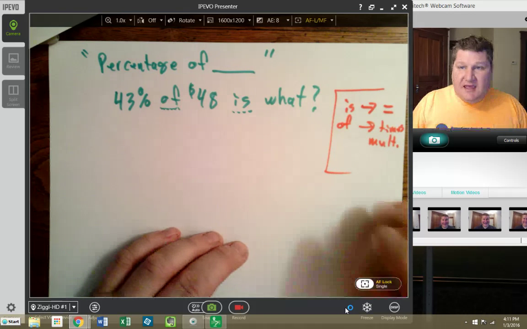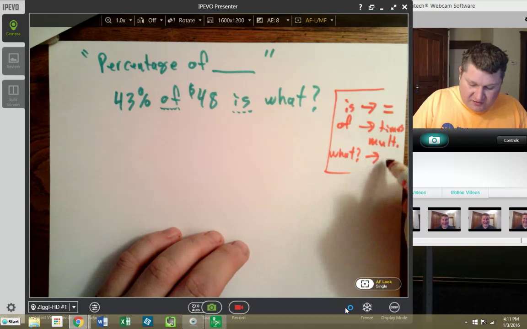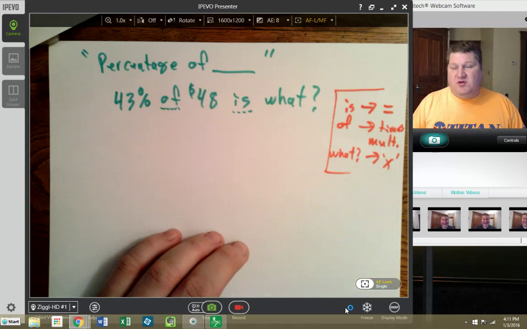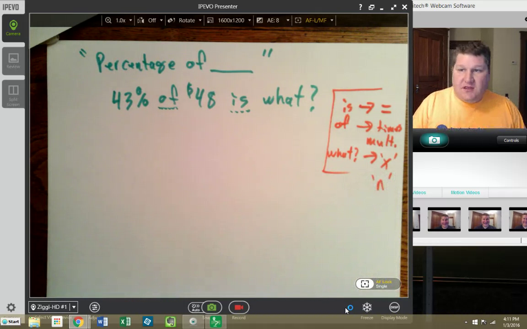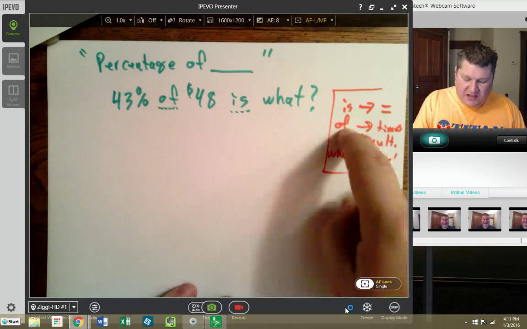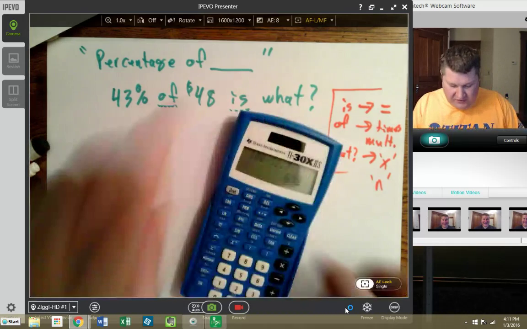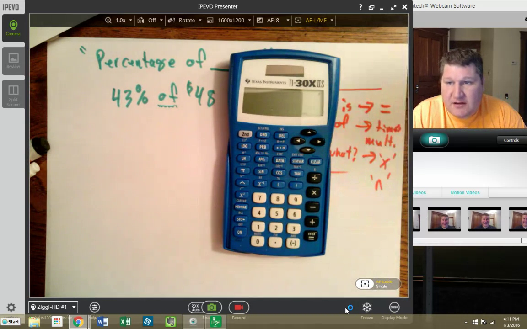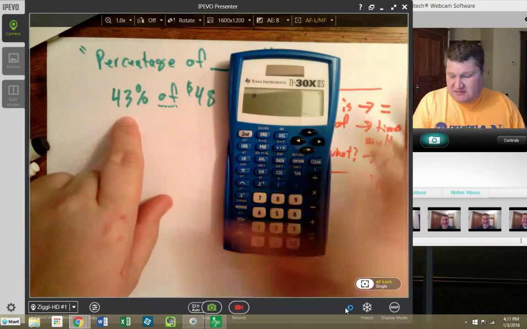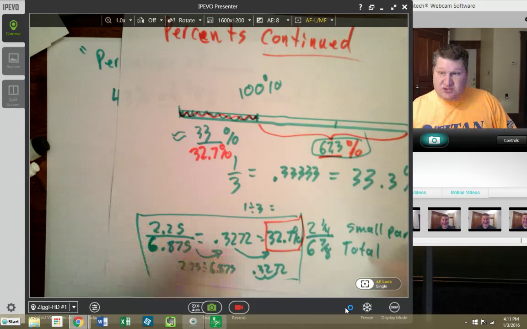Okay. And what is almost inevitably going to be our variable. And for now, we'll call our variable x, or sometimes we call our variable n for what number. Okay. But we have what? That's our variable. Of is times. Is means equal. Now, the other thing to remember is if I'm putting stuff into a calculator, there is no percentage button on my calculator, so I can't put in percents into a calculator.